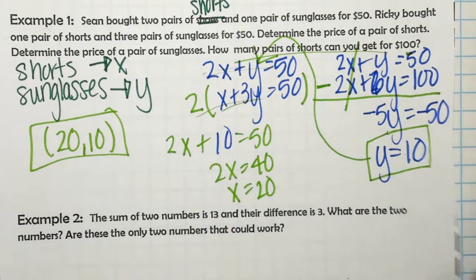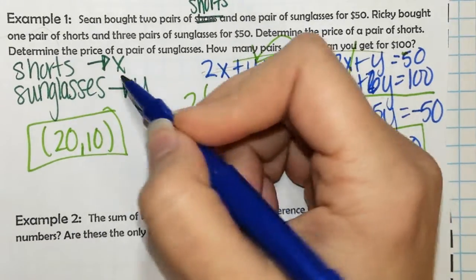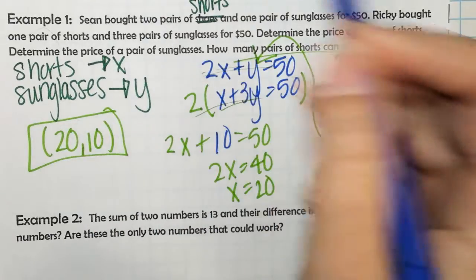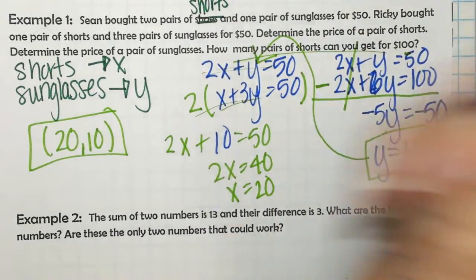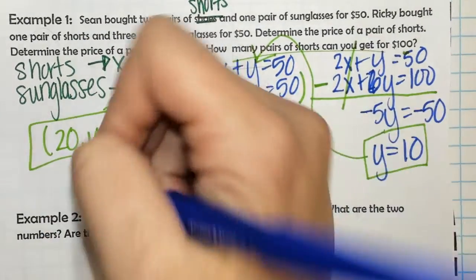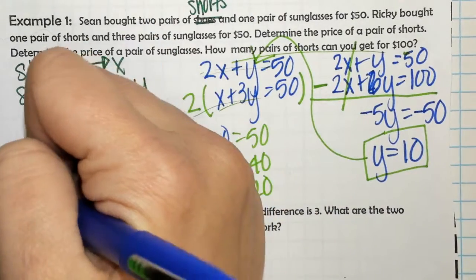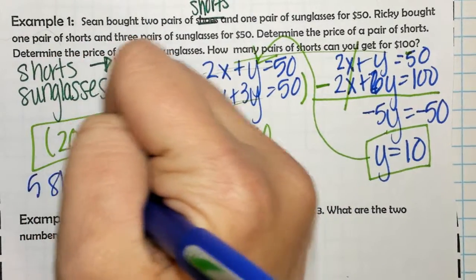Okay, so we have X is our shorts, right? And we're trying to get $100. What would you do? Divide. And how many shorts can you get for 100? 5 shorts for $100.